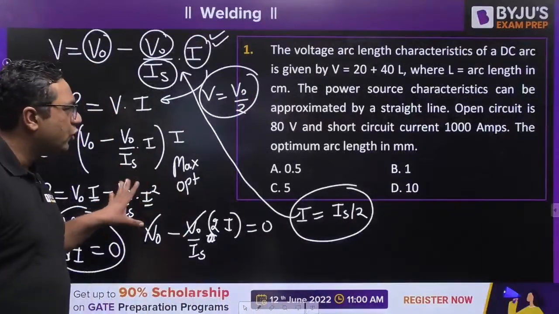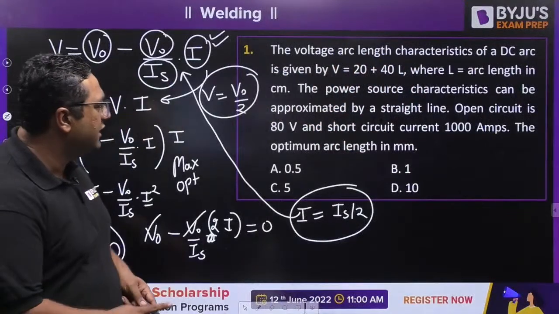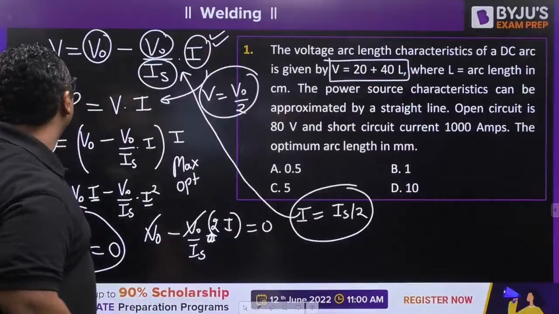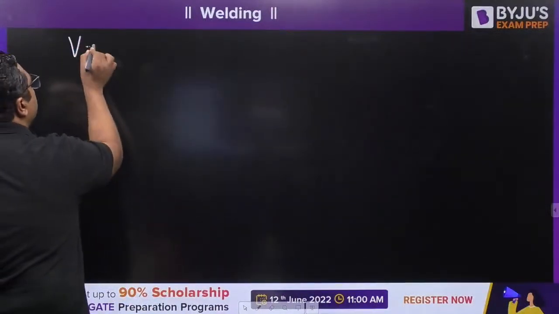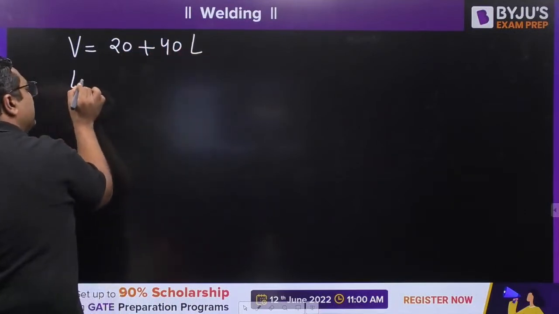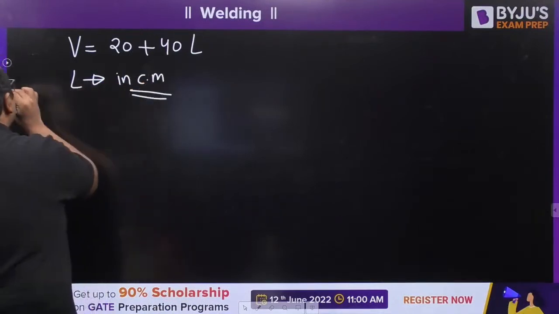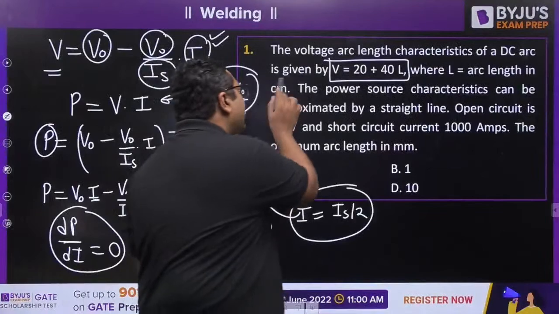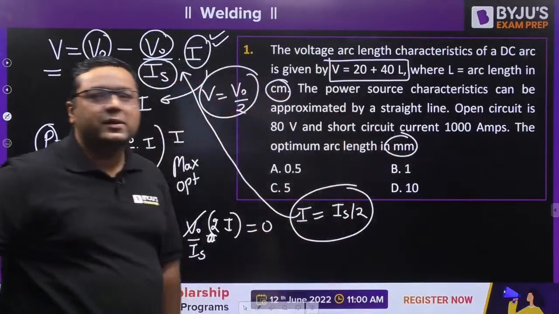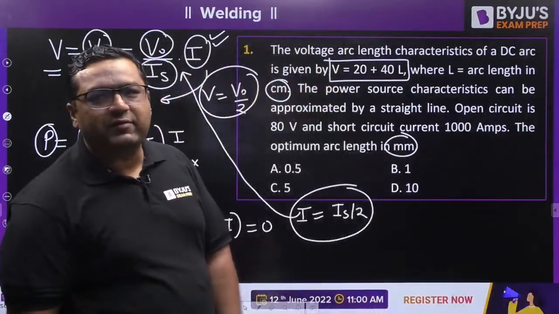For those who have not solved, I am telling you the voltage arc length characteristic of a DC arc voltage is given as V equals 20 plus 4L. So I would be writing that V equals 20 plus 40L. This is given, and it is mentioned that arc length is in centimeters. I feel Madhuvamshi and Midun have not seen that length is given in centimeter and they have taken the answer in mm. That's why they have answered it wrongly. Shubham and Madhuvamshi, yes, Midun have given it correct only.